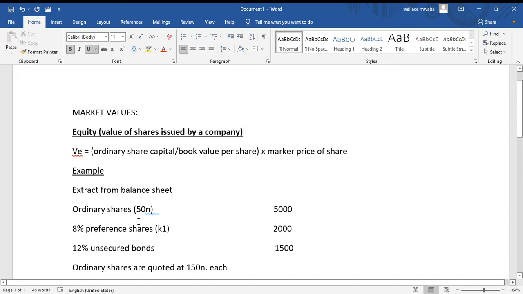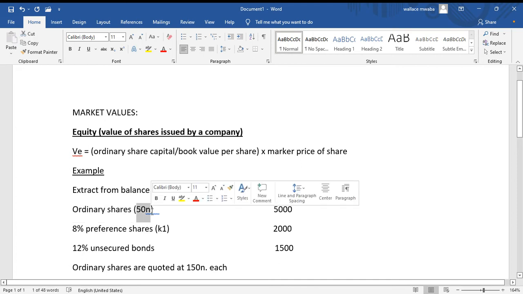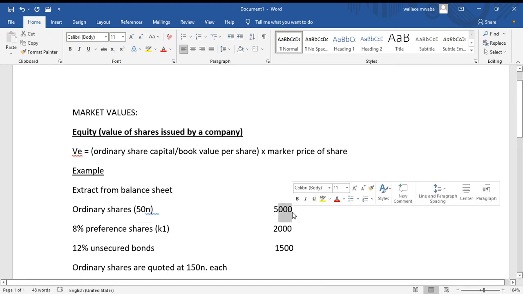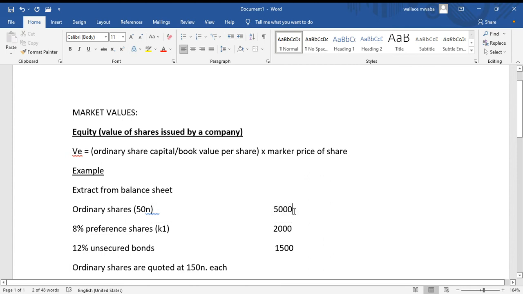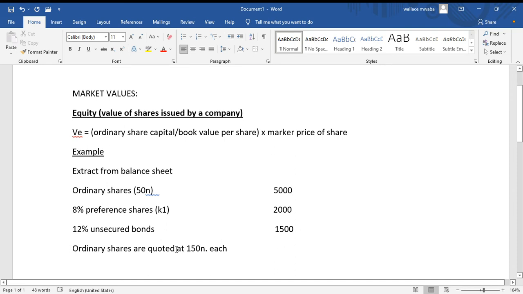So for example, here we have an extract from a balance sheet. This is the section of capital and liabilities. We have our ordinary shares here. The book value is 50 ngwe. This is the book value. Then the value of the ordinary shares is 5,000 kwacha. And when we look here, ordinary shares are quoted at 150 ngwe each. So this is the market price of the shares.